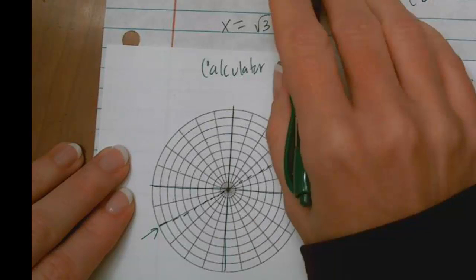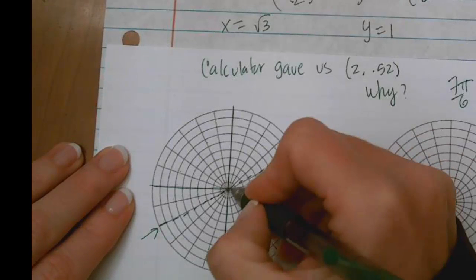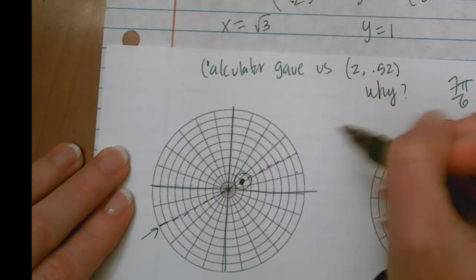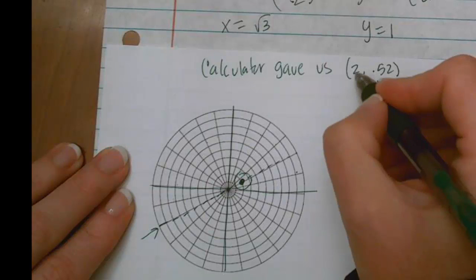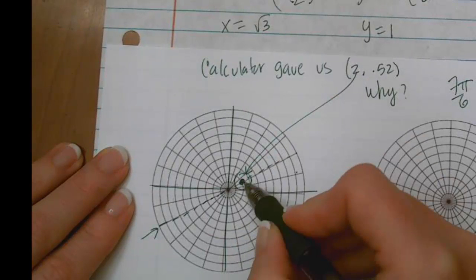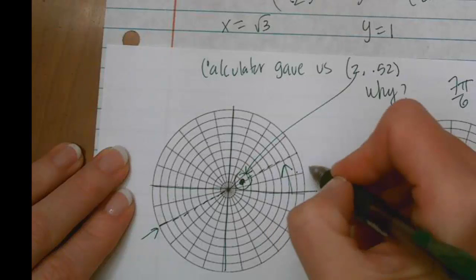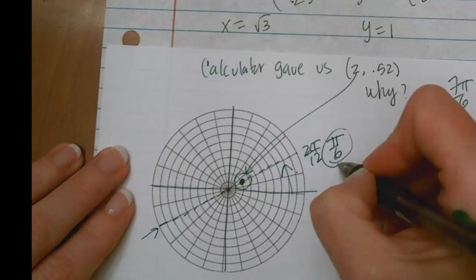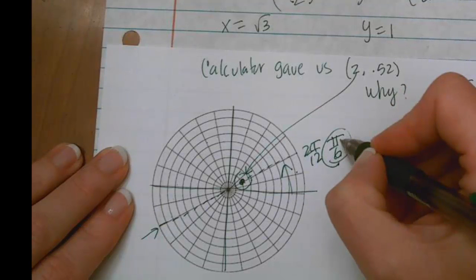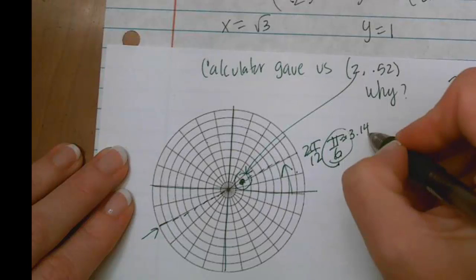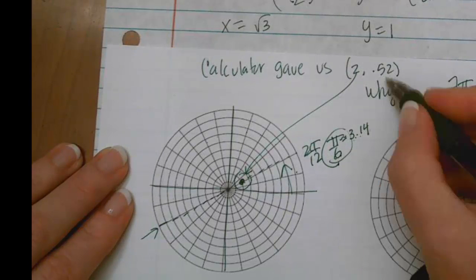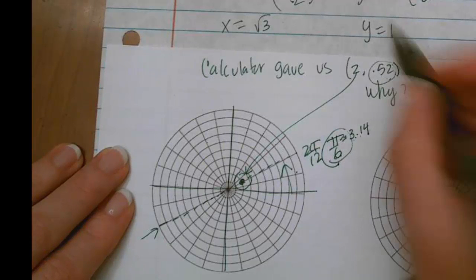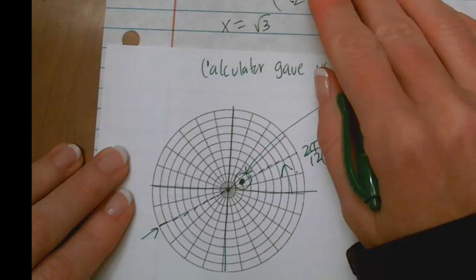And I had a -2 as a radius. So that means it's going to pop to the second concentric circle here. So here's my point. Notice that what the calculator gave us was 2, and 0.52, which is going to be 2 pi over 12, which is pi over 6. If you verify pi over 6, pi is approximately 3.14, and it should make sense that 3.14 divided by 6 is pretty close to a half. So the calculator gave us a different representation of that point.